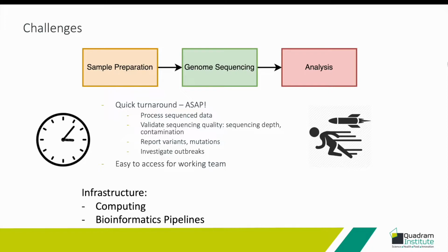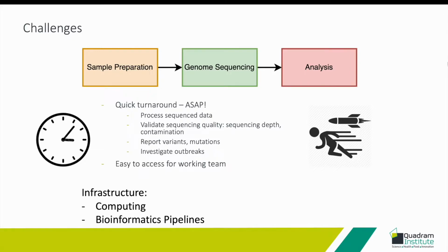Typically, a sequencing project has 3 main stages: sample preparation, sequencing the samples, and then analyzing sequence data. Each stage has its own challenges, but bioinformatically, for the analysis stage of the SARS-CoV-2 virus, we need to provide a quick turnaround, essentially as fast as possible. This stage involves many steps, such as processing sequence data and validating the sequencing quality of the data. We also need to provide a report of the viral variants from the sample populations or any mutation of interest.